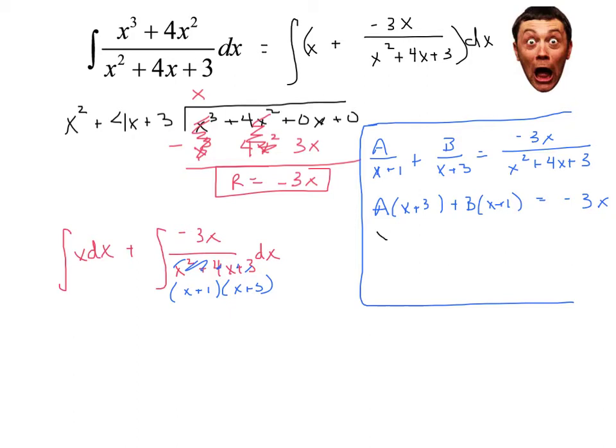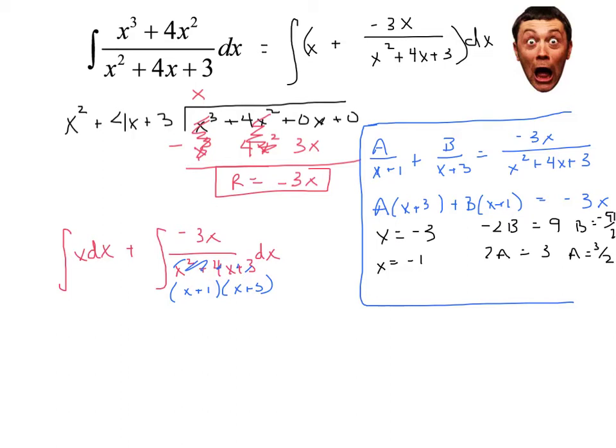So we pick our two easiest spots here. x is equal to negative 3. So negative 3 plus 1, we have negative 2B equals 9. So B is negative 9 over 2. Okay. The other easy one would be negative 1. That means that 2A is equal to 3. So A is equal to 3 halves.